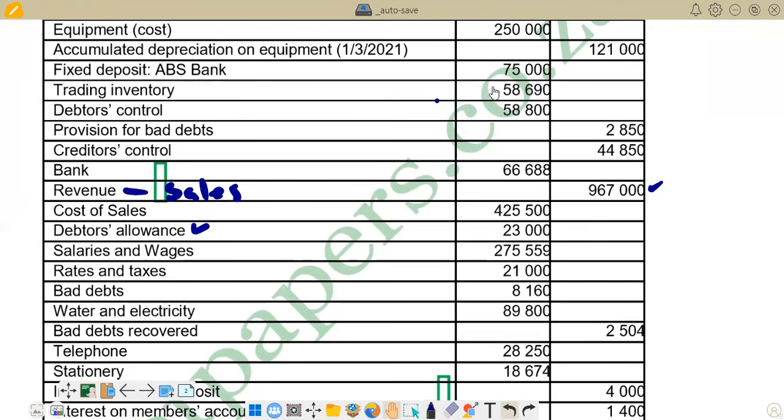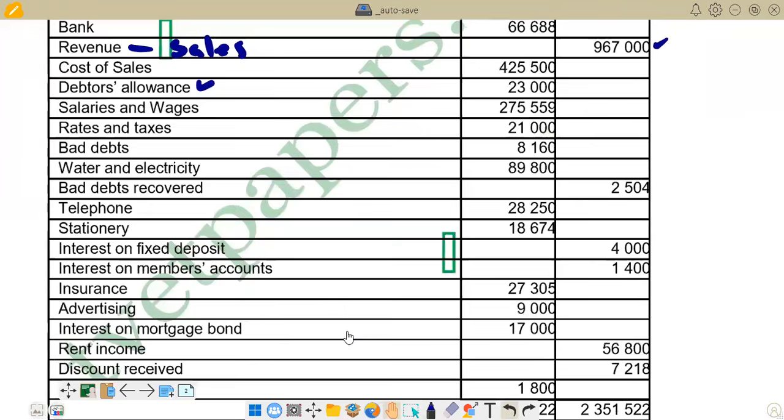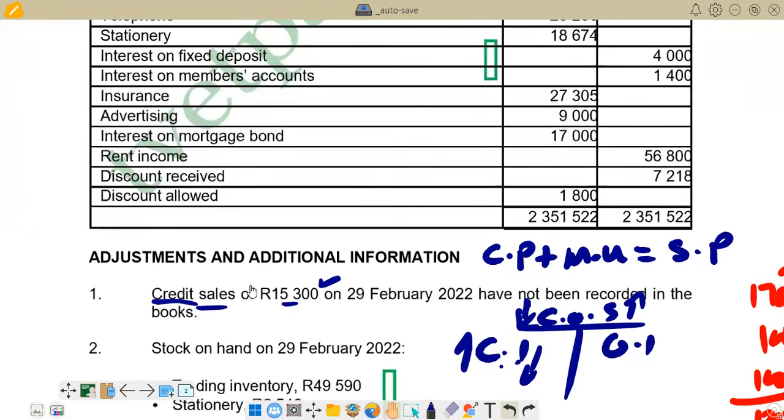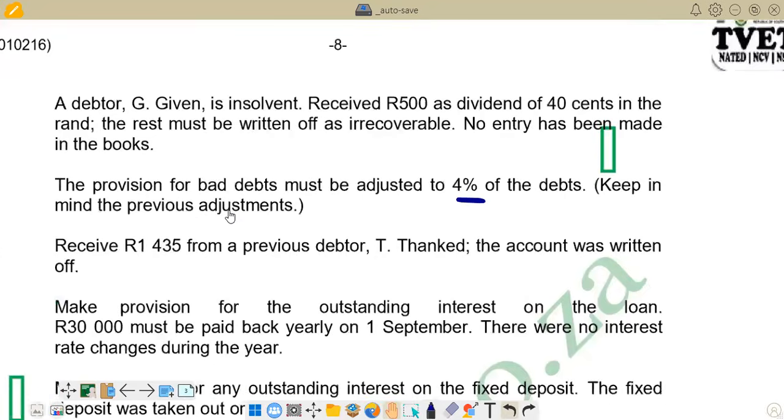So remember, we have those credit sales that were omitted. These were supposed to increase the debtors, so it's going to increase the figure for debtors control there. We're going to add 15,300 there. And we also check if there's any other adjustment that needs to be done.